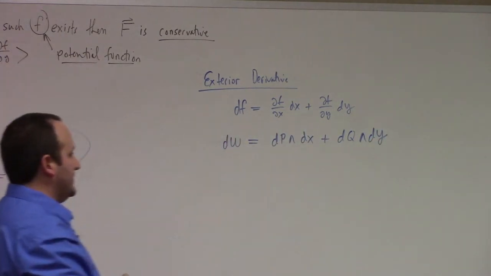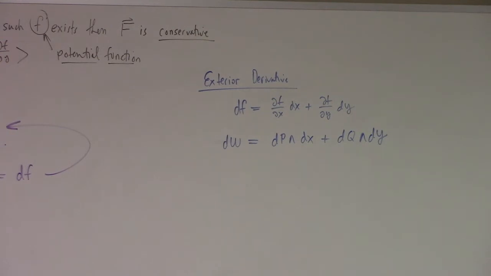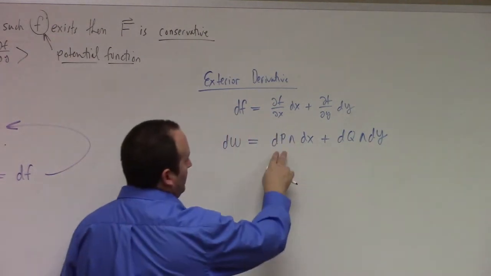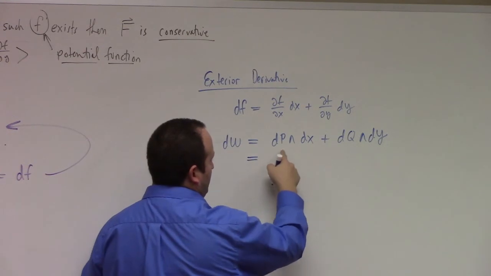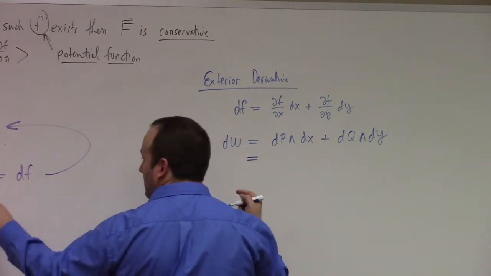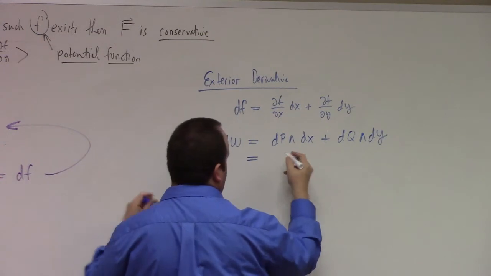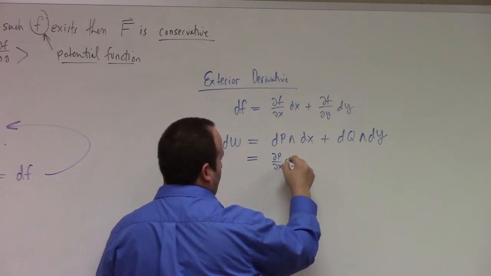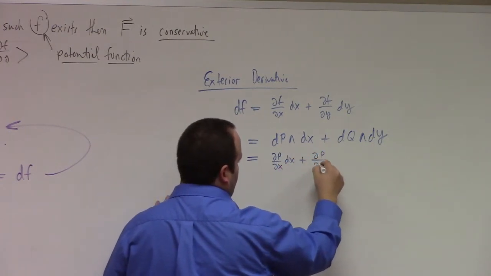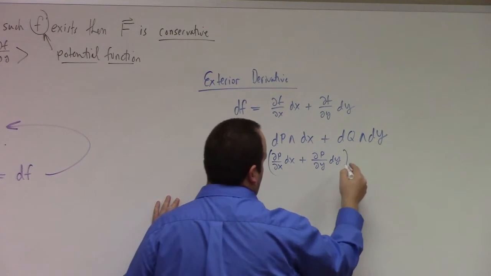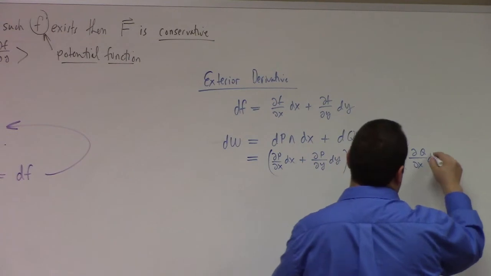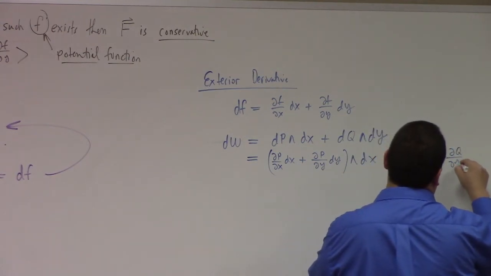Now you could say, what are those wedges? Well, just think of them as formal things I'm not going to really define for you, except to say that they keep track of a heuristic. Think of it as a placeholder for an idea at the moment. Set aside your questions about the wedges for just a second. We already know what dp is. dp is partial p partial x dx plus partial p partial y dy. So I take that wedge dx, plus dq, which is partial q partial x dx plus partial q partial y dy, wedge dy.